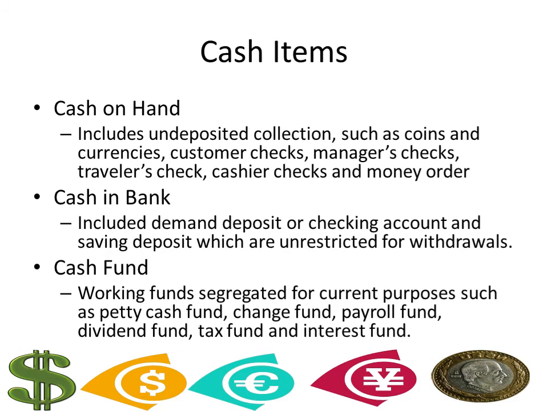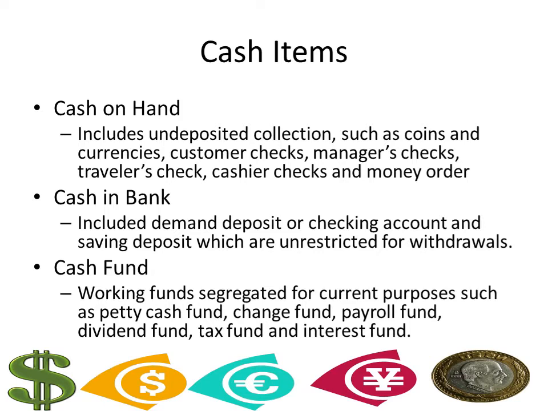Next, what are cash items? So we have number one, cash on hand. Cash on hand includes undeposited collections, such as coins and currency, customer checks, manager's checks, traveler's checks, cashier's checks, and money orders. So for example, there is a teller who receives the money, like our Bayad Center, those who paid in cash that are not yet deposited in the bank, whether it is checks or coins and currency, then these are cash on hand. However, post-dated checks will be discussed later.